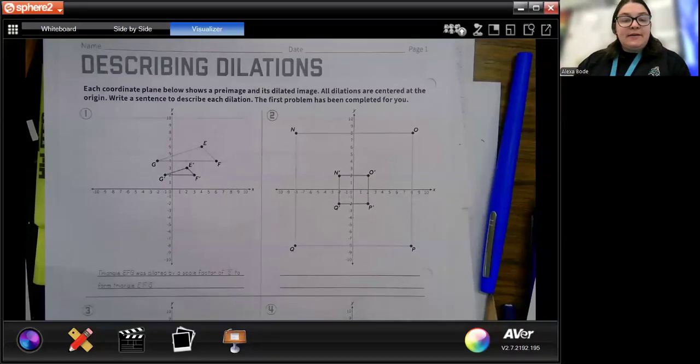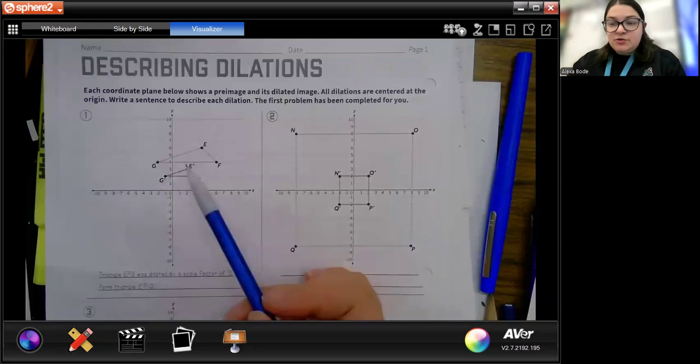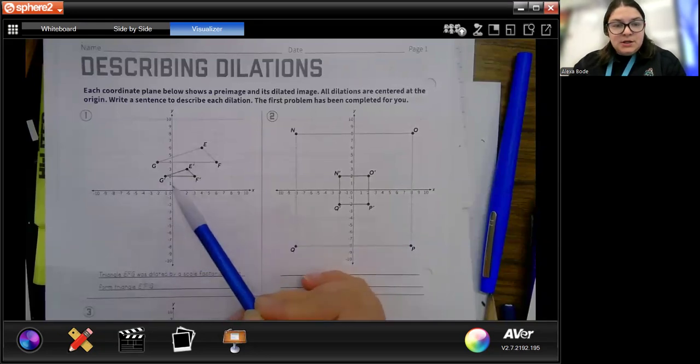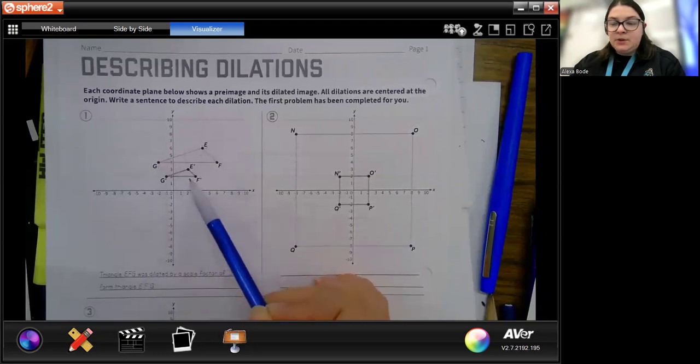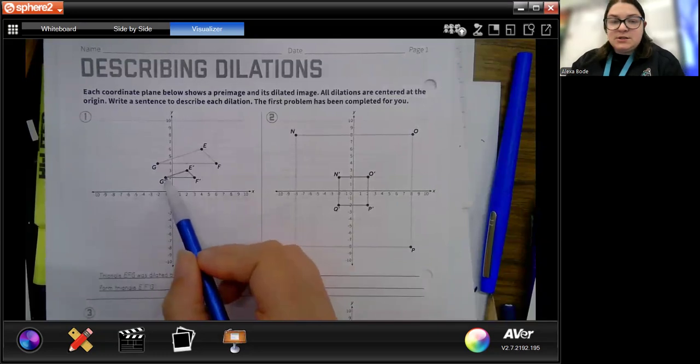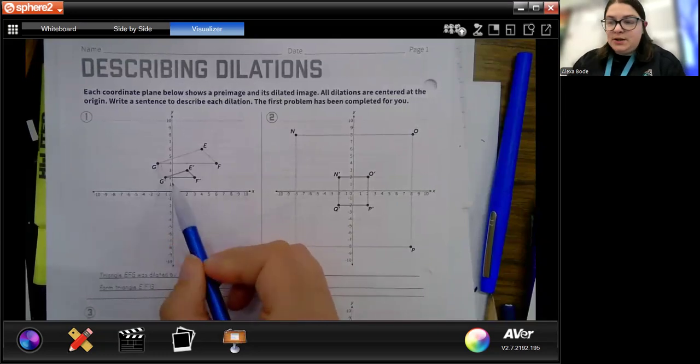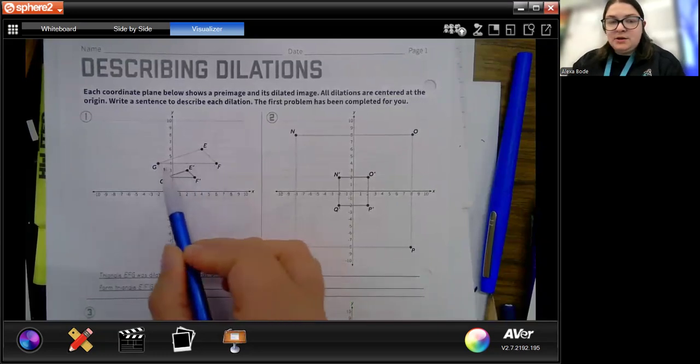So one of the things that I feel like we need to review and keep practicing is describing dilations in complete sentences. So number one is done for us. Notice that we have triangle EFG and then E prime, F prime, G prime. So this one is the original and it's getting smaller. One way that we can do it is looking at the coordinates of the points. Another way is looking at the straight lines.